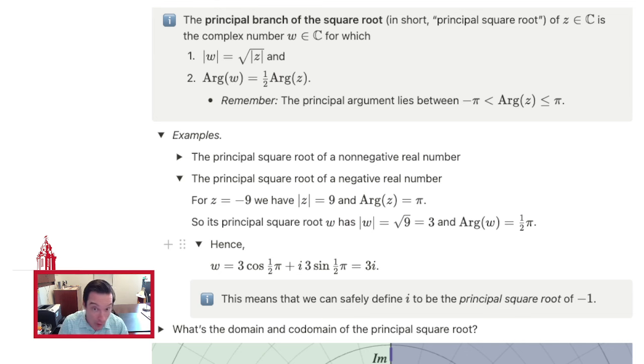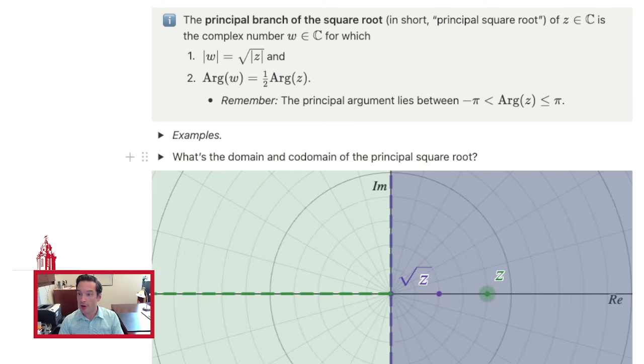It could be i or it could be minus i, but when we use the principal branch of the square root function, we are privileging i as the principal square root of negative 1. So to wrap this up, let's tie it back into this domain and codomain question. What are the codomain and the domain of the principal square root function? In other words, where are the z's coming from that I can take the principal square root of?